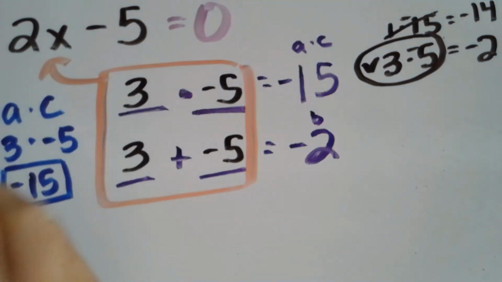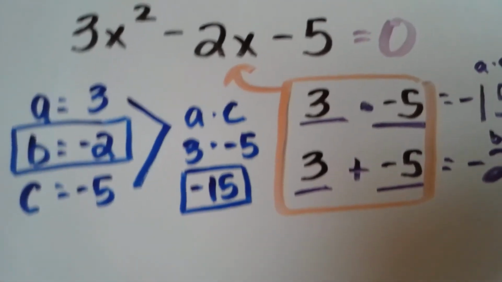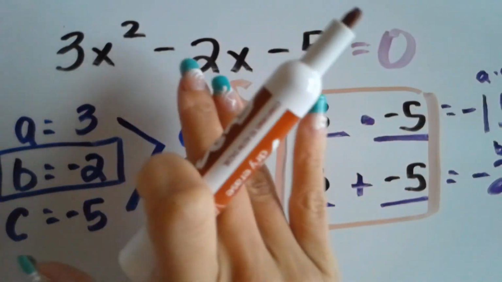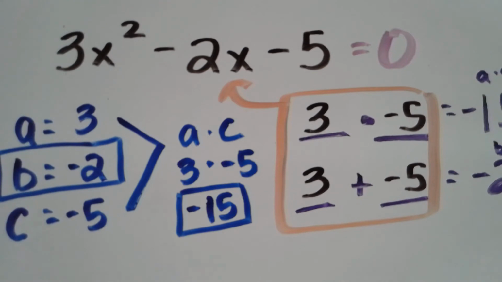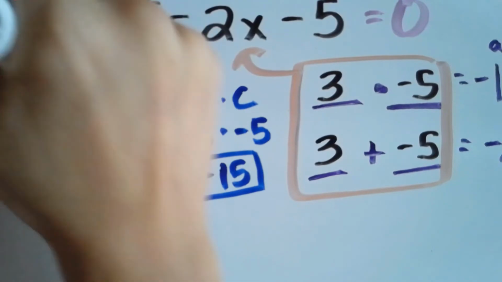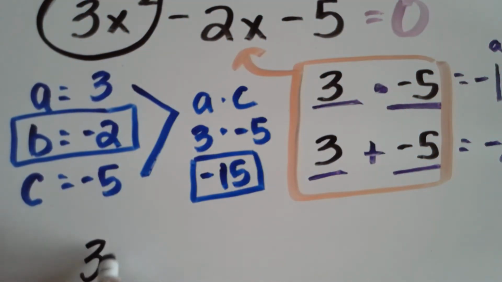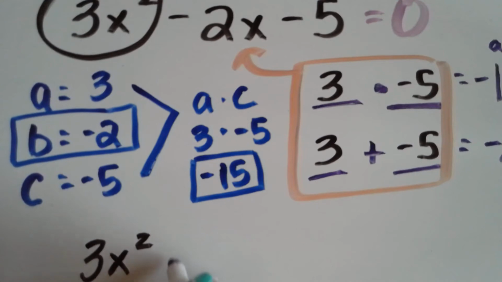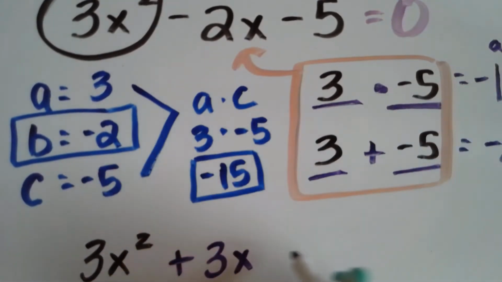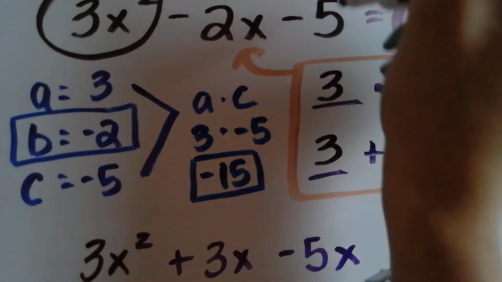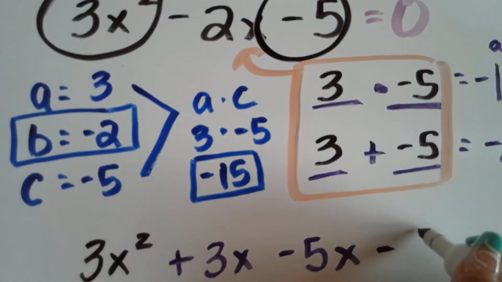Because remember, when we factor by grouping, we need 4 terms. So we're kind of splitting this into 2 pieces, okay? So let's go ahead and look at it. We're going to take our A, which is 3x squared. We're going to take our new B value, which is going to be plus 3x and minus 5x. And then we're going to keep our C. Our C is very important, minus 5.